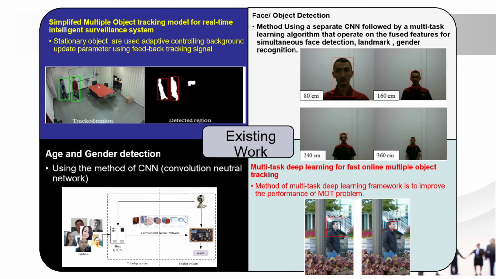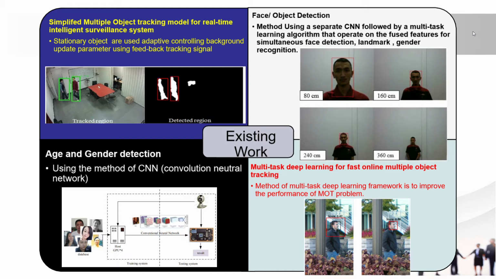Simplified multiple object tracking model for real-time intelligent surveillance system. They are using a feedback tracking signal. For face object detection, the method uses a separate CNN followed by a multitask learning algorithm that operates on the fields' feature simultaneously for face detection, landmark, and gender recognition. Age and gender detection using the method of CNN.